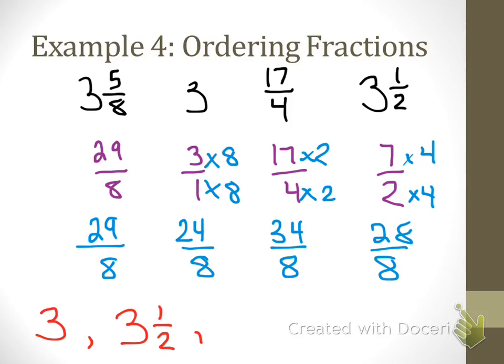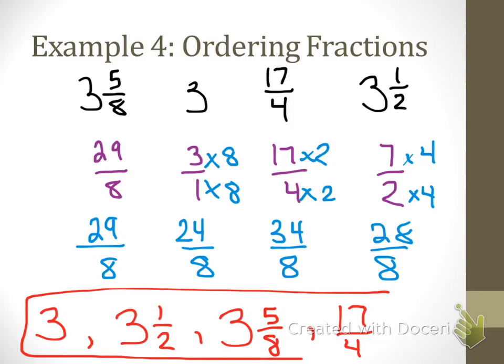Then what? 29 over 8, which is 3 5/8. Then 17 over 4. And that's what you would box in as your final answer. Okay? And if you understand that, that's everything you need to know for 4.5 and 4.6.